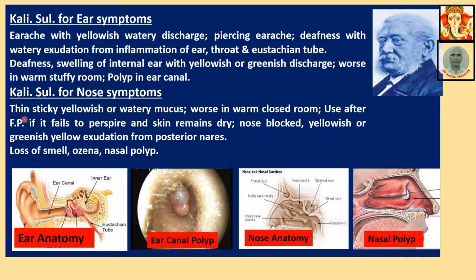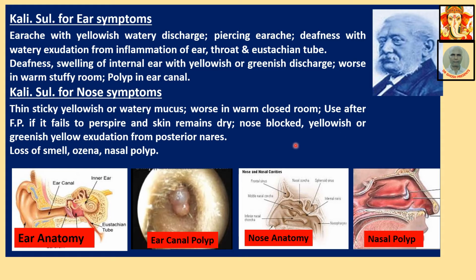Kalisalp for nose symptoms: thin, sticky, yellowish or watery mucus, worse in a warm closed room, use after Ferrum phos. That is, in this situation, you first use Ferrum phos, then Kalisalp in combination. If it fails to perspire and the skin remains dry, use after FP. That is, you have applied Ferrum phos, but there is no perspiration and the skin remains dry, then you use this and you will get the result.